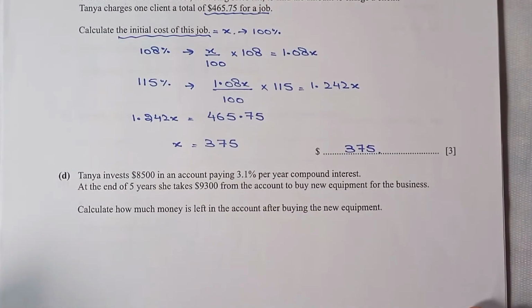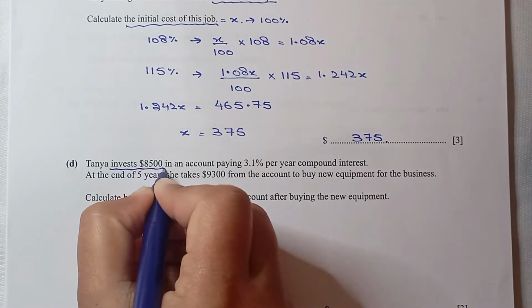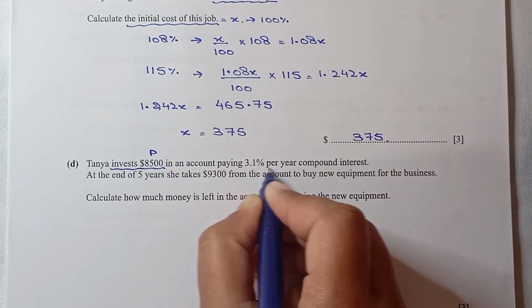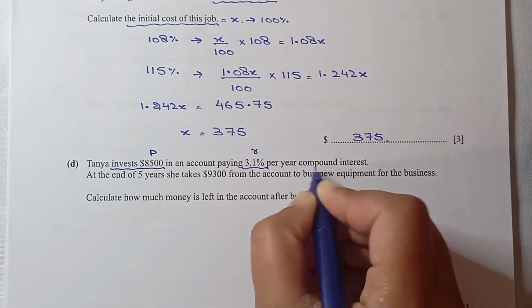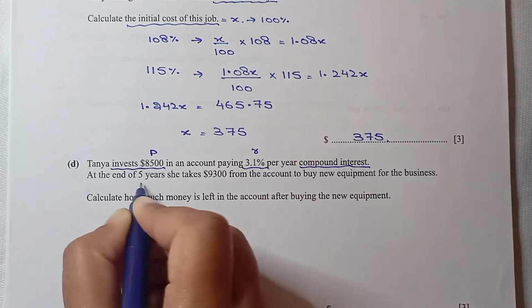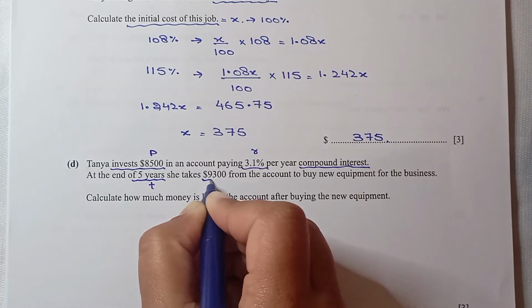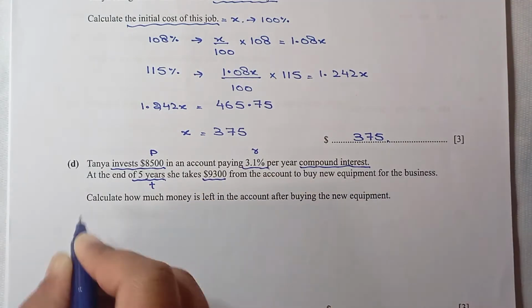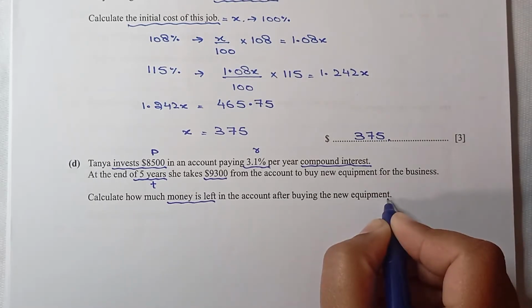Okay. Now for the D part, Tanya invests $8,500. So the investment is the principal, in an account paying 3.1% per year compound interest. So that is the interest rate, and we are using compound interest at the end of the 5 years. So this is the time. She takes $9,300 from the account to buy new equipment for the business. Calculate how much money is left in the account after buying the new equipment.